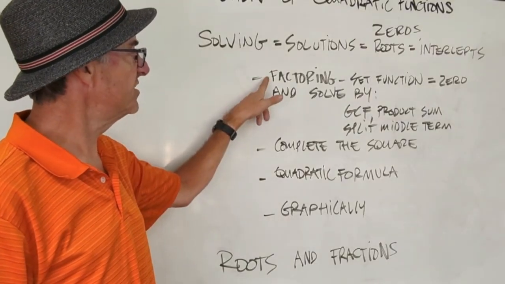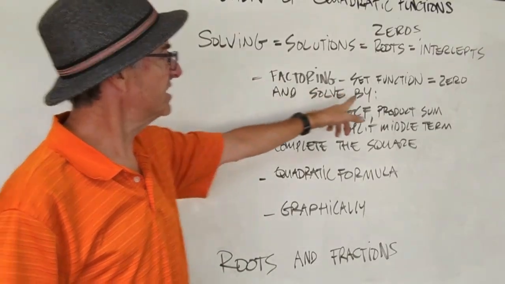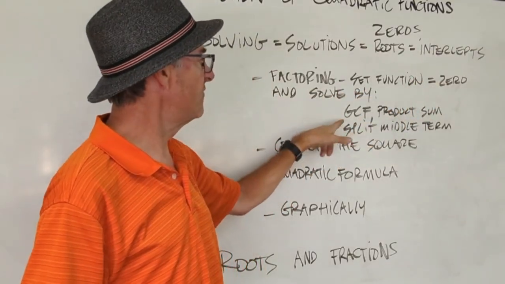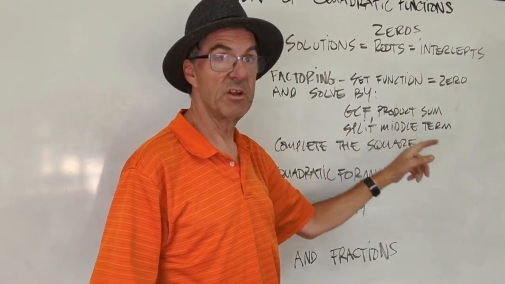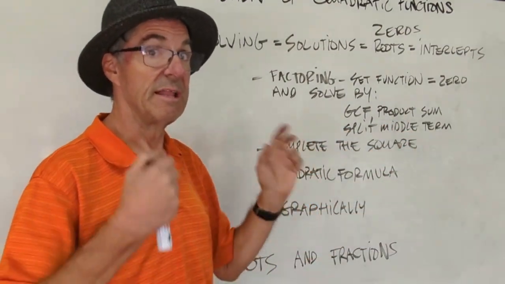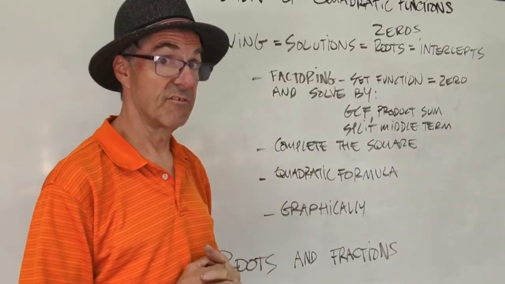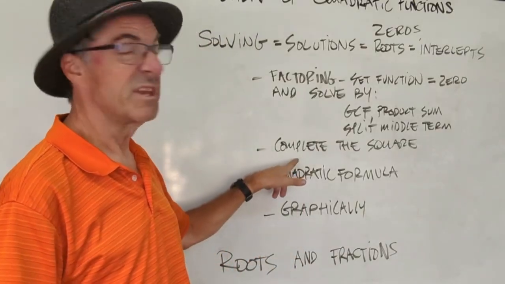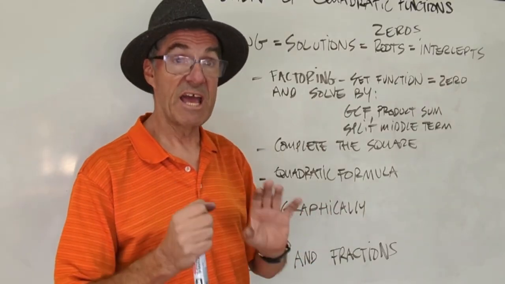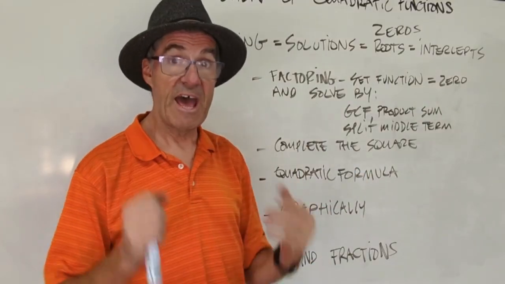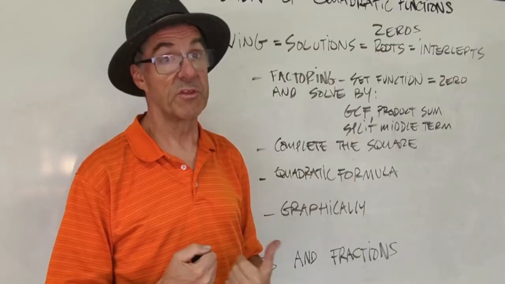Okay, so our first thing we did, we factored. We set the function equal to 0 and we solved by using GCF factoring. We did product sum and we did splitting the middle term. If you're struggling with those, let me know. I have lesson videos that cover all of that. Second, we completed the square. This is a little bit complicated algebraically. Again, if you're struggling with that, I have lesson videos you can review with those.